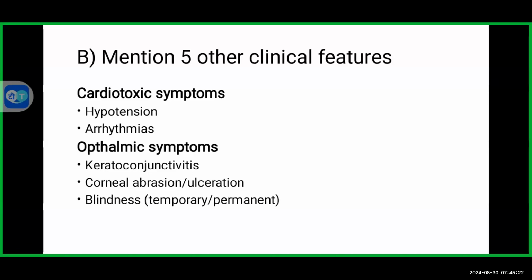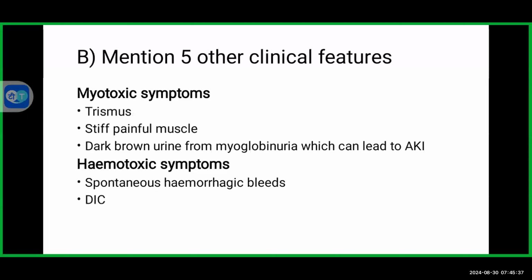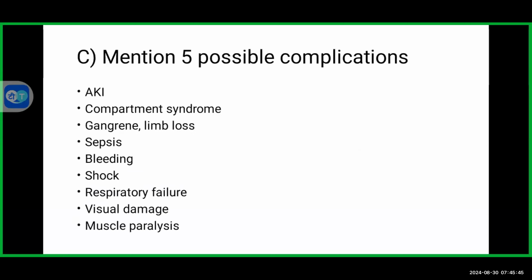or even trismus. On examination, they could present with hypotension, you check the pulse, they could have arrhythmias. The eyes, they could have keratoconjunctivitis, conjunctivitis, corneal abrasion, ulceration, could even lead to temporary or permanent blindness. Some of them could have a history of changing urine color, and then spontaneous bleeding and even DIC.